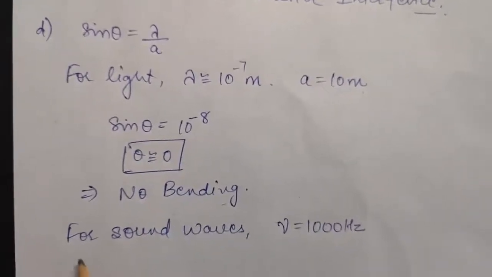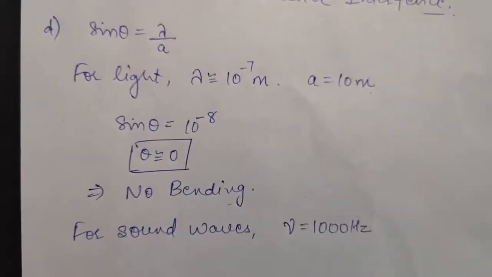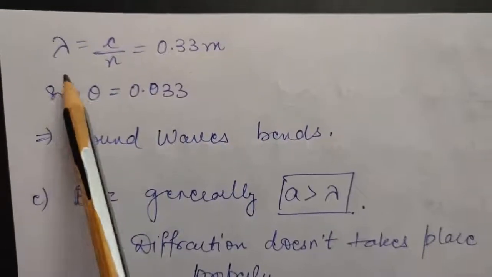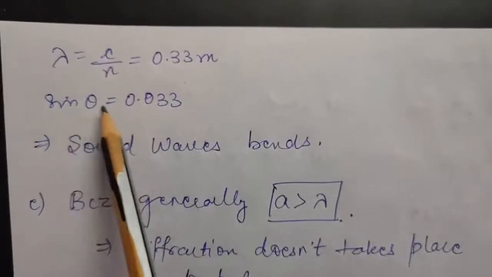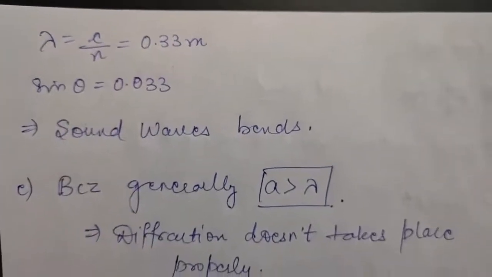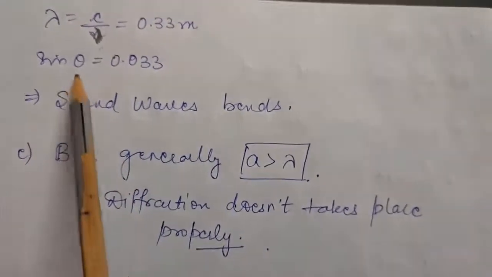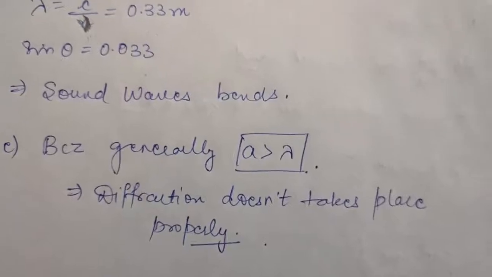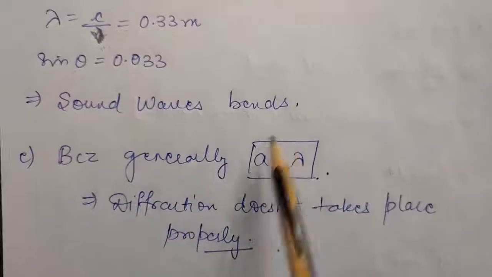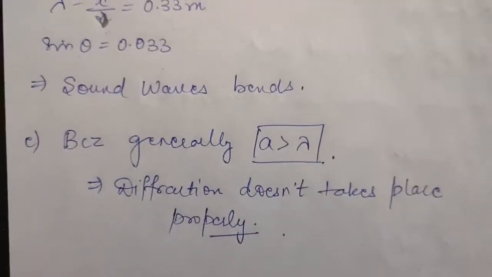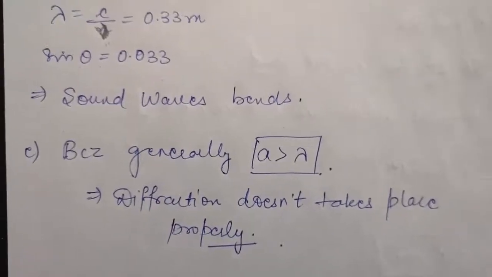But for sound waves, what happens? The frequency of sound waves is 1000 hertz. So from here you can calculate the wavelength. By using the formula λ = c/ν, the wavelength will come to be 0.33 meters, or you can say sinθ will come to be 0.033. Sorry, this is not n, this is ν, that is frequency. When you calculate θ from here, it will have a definite value. That means there is an angle of diffraction, so sound waves will be bending, and therefore the students can converse easily with each other because sound waves are bending around the obstacle, whereas light is not bending.